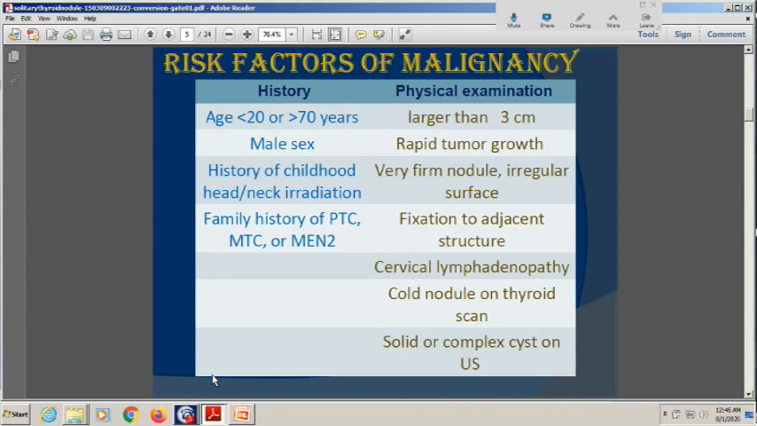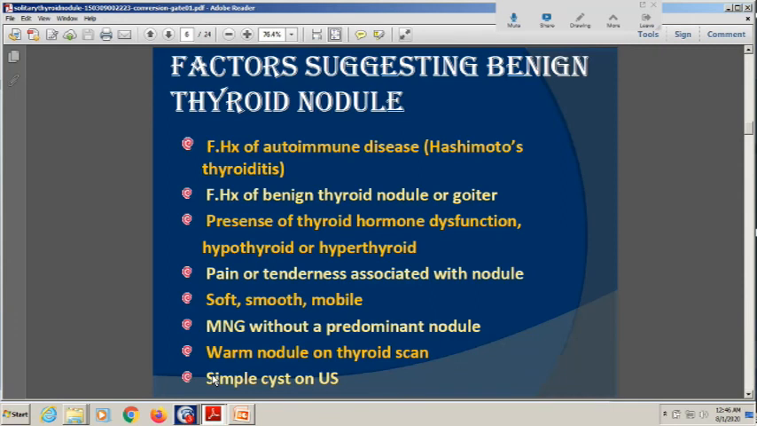Now the examination part we will discuss. Now these are the risk factors for malignancy. Now what are the factors suggesting the nodules are not malignant, that is, benign? First thing, we have to look at T3, T4 and all the antibodies and TPO, so we can diagnose if there is any inflammatory pathology like Hashimoto disease. This is a simple thing I already explained in MNG. All the tests, your sonography and FNAC, these all are diagnostic tests.